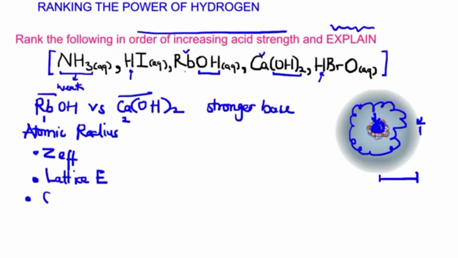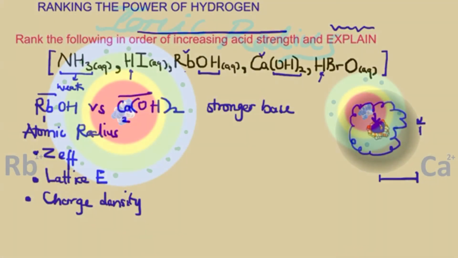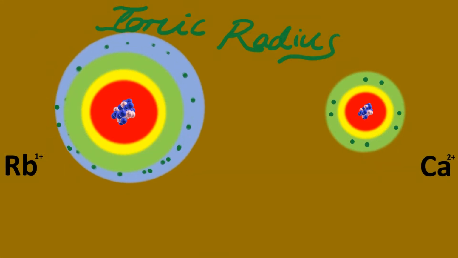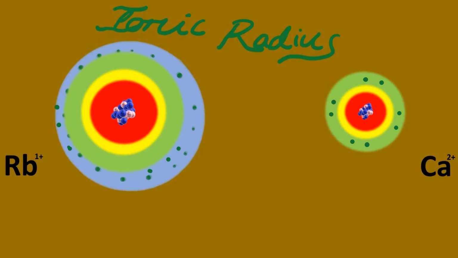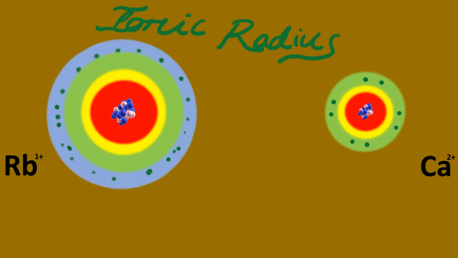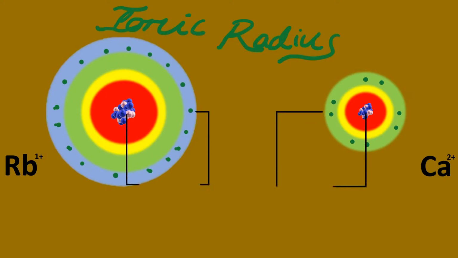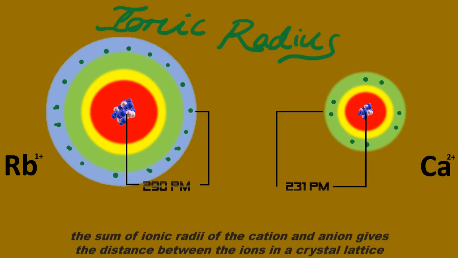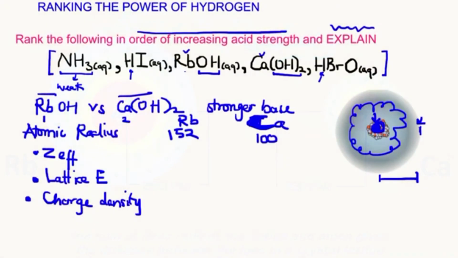And finally, charge density, which is a combination of the charge and the volume of that particular metal. So let's dive into rubidium versus calcium and which one is a stronger base based on that. The atomic radius shows that rubidium has 52 picometers versus calcium, which has about 100. Then looking at the Z effective nuclear charge, we notice that rubidium has plus 9 versus calcium, which has plus 10.